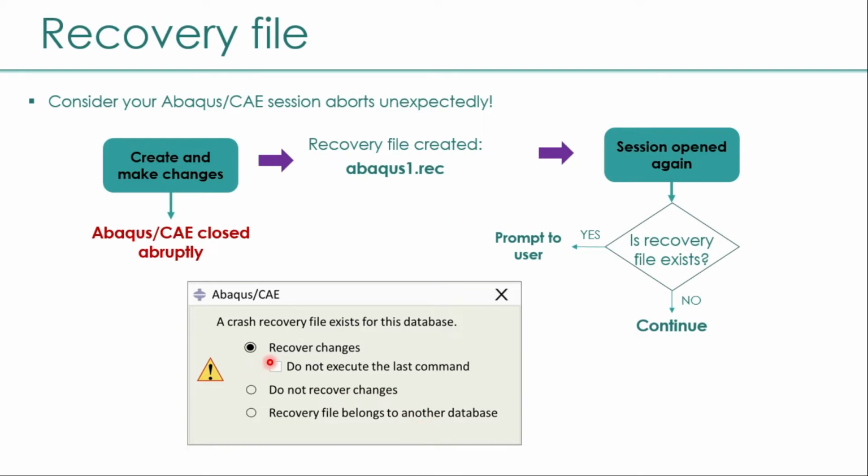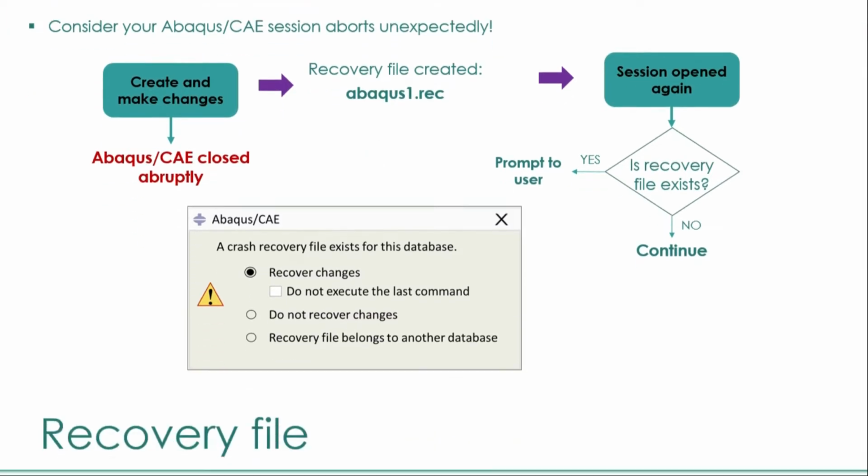The last option is actually the important one. Whenever you select one of the first two options, Abaqus deletes this recovery file. But what if you want to save this recovery file because it belongs to some other model database? In that case, you can click on this third option. Then Abaqus does not delete this recovery file.